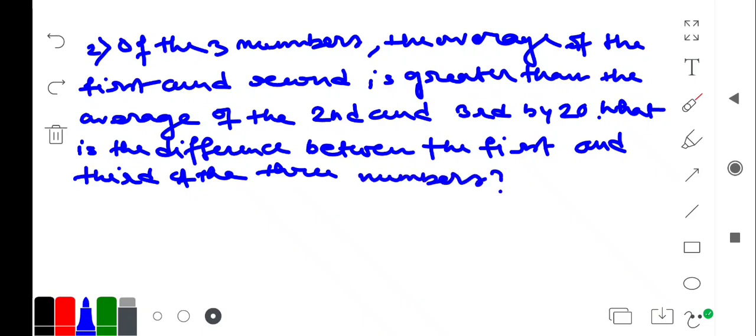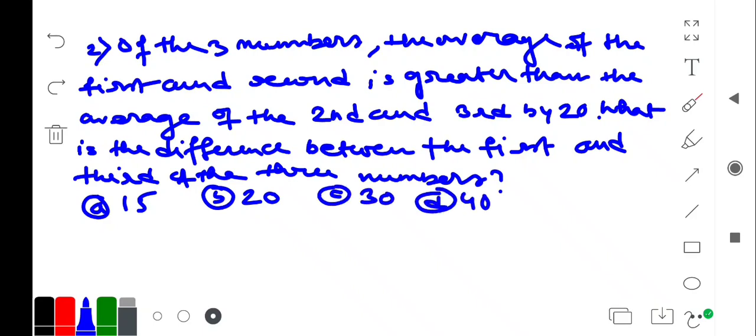Okay, so of the 3 numbers, the average of the first and second is greater than the average of the second and third by 20. What is the difference between the first and third of the 3 numbers? Option A is 15, option B is 20, option C is 30, option D is 40.